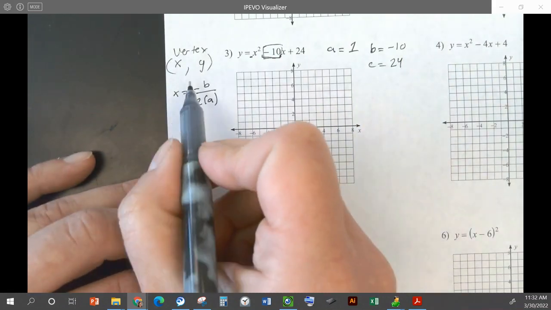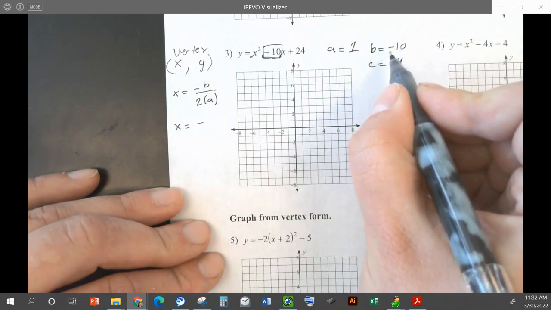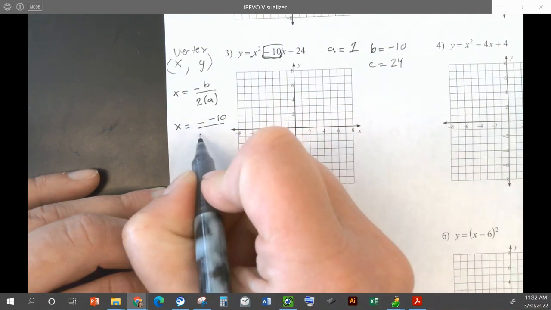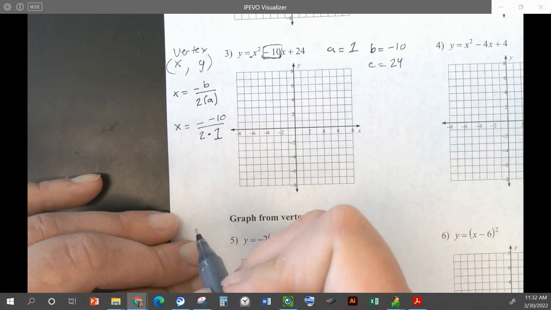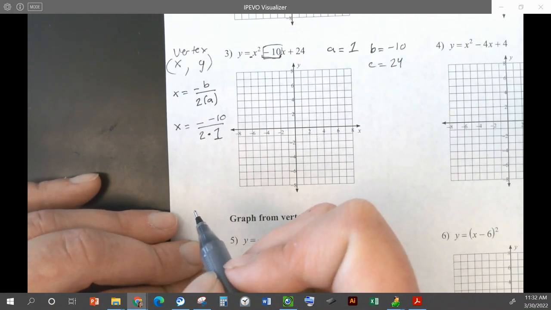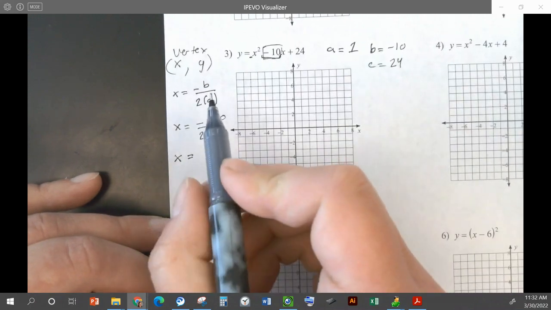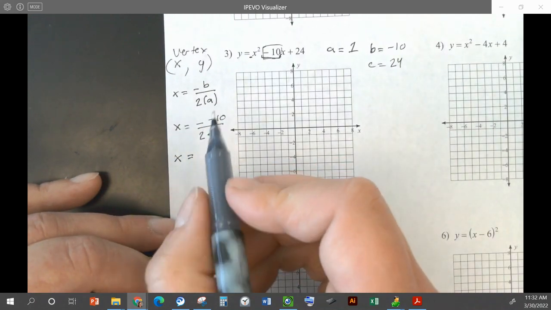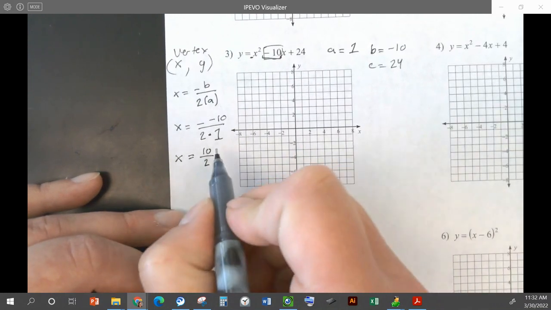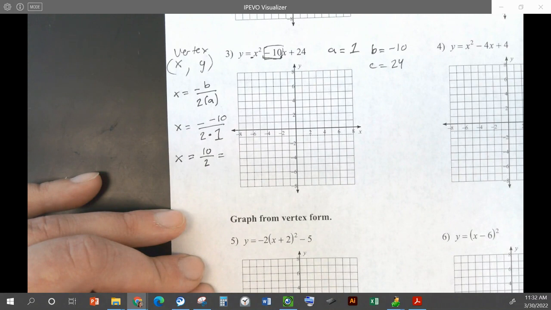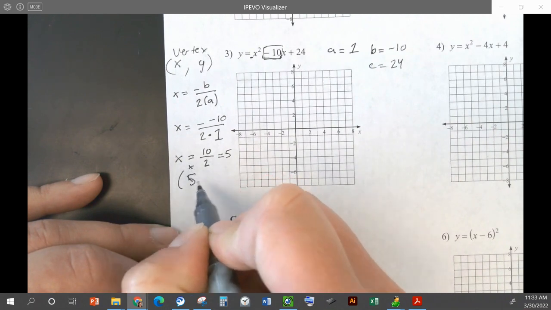Good, thanks. So we're going to use this. So we have x is negative b, so negative, and then we have negative 10, so negative 10 over 2 times a. a is 1. And then we just simplify to find x. Question so far? All right. So we're going to simplify. We need to figure out what x is. So negative negative 10 gives us positive 10, divided by 2 times 1 is 2, so divided by 2. And then 10 divided by 2. Okay, thanks. Good, 5. So now we have the x coordinate of our vertex, which is 5.